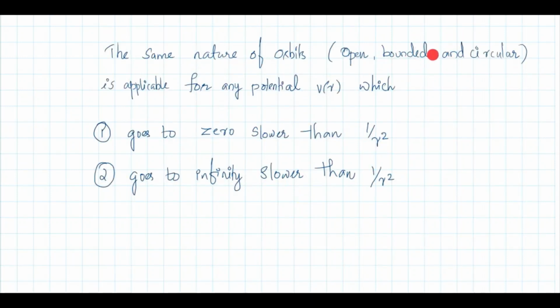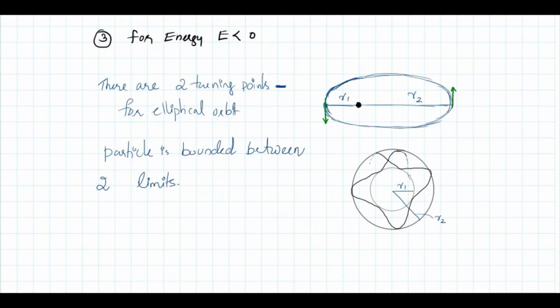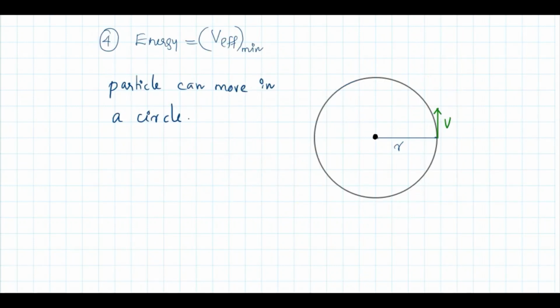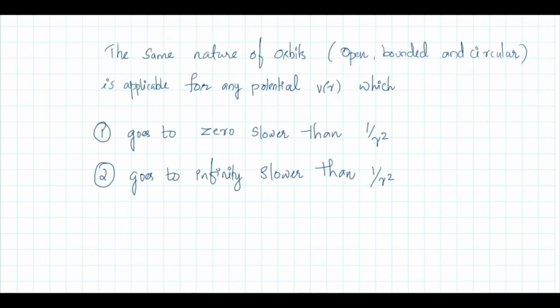Then the bounded case, the one with the ellipse, or we can have different trajectories like this, bounded between two radii, r1 and r2. And the last one is a closed circular orbit. So for the Kepler problem, we have three types of orbits: open orbits, bounded orbits, or circular orbits. And the same nature of orbits is applicable for any potential V of r, any attractive potential.